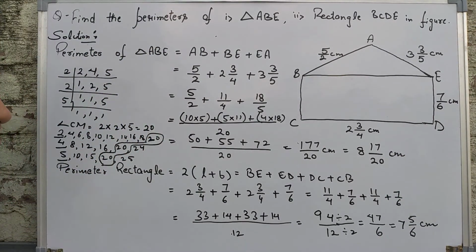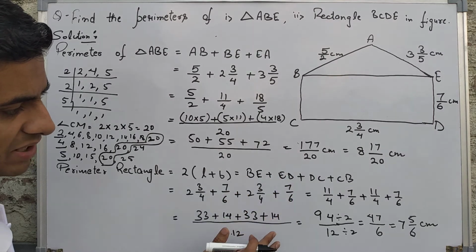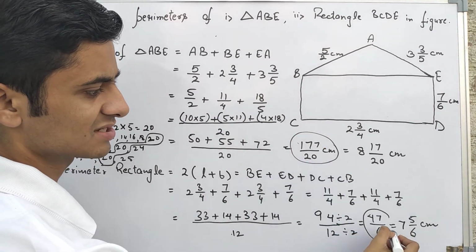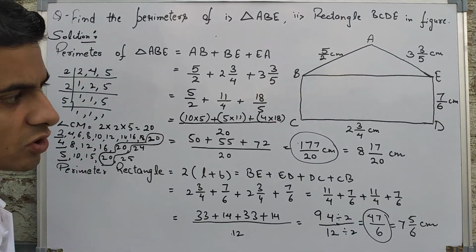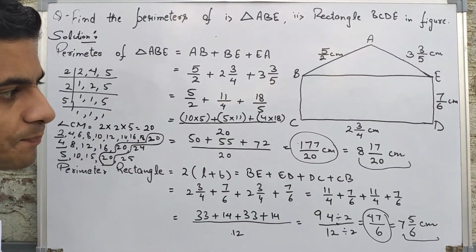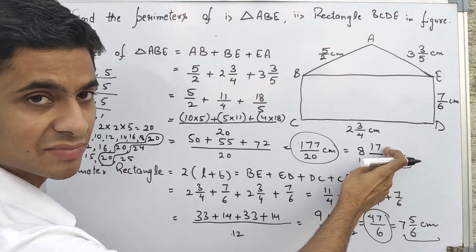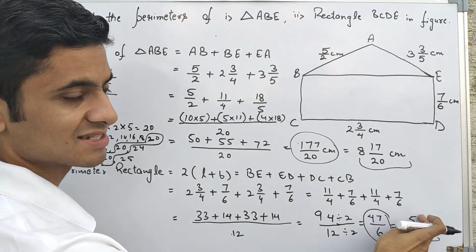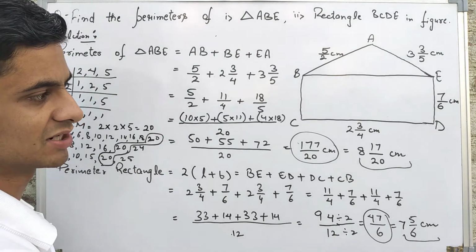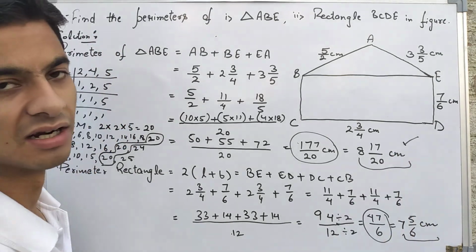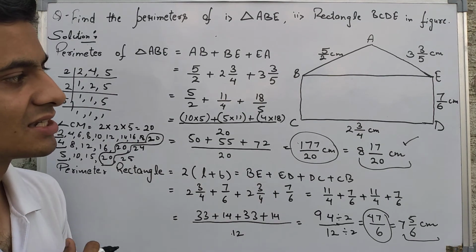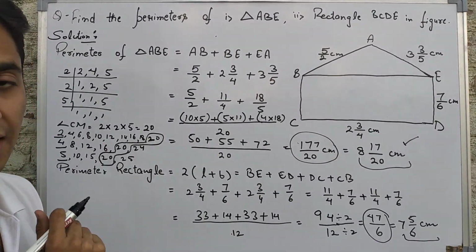And now if someone asks you to compare these perimeters also, comparing 177 upon 20 and 47 upon 6 is a little difficult. But if you want to compare 8 whole 17 upon 20 and 7 whole 5 upon 6, it is very easy. 8 centimeter plus something, 7 centimeter plus something. It is between 8 and 9 centimeter. It is between 7 and 8 centimeters. So obviously this one is bigger. So this is one example where we are using the concept of addition of unlike fractions.